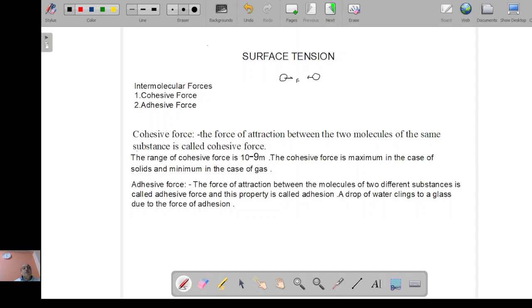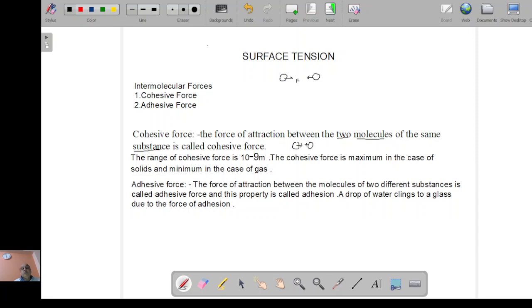This intermolecular force can also be divided into two parts. The first one is cohesive force, the other is adhesive force. The cohesive force is the force of attraction between two molecules of the same substance. It means the molecules are the same in nature. They interact with each other, and the force is called cohesive force.